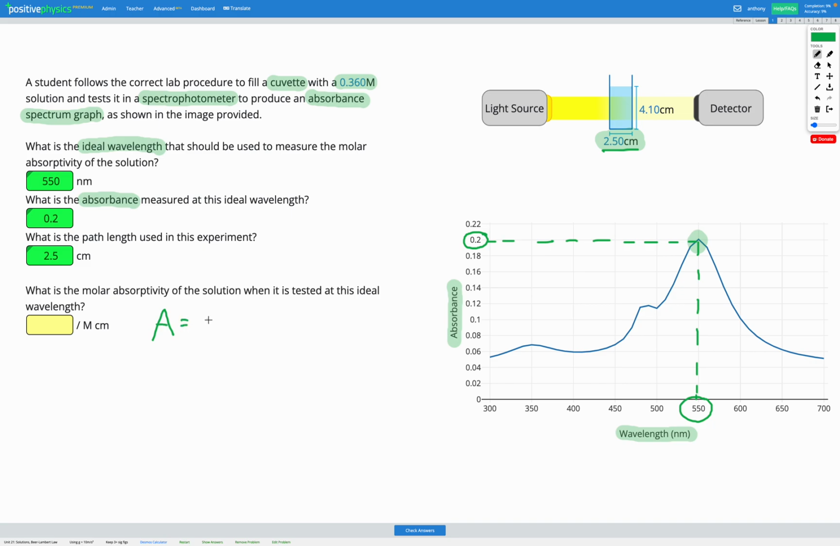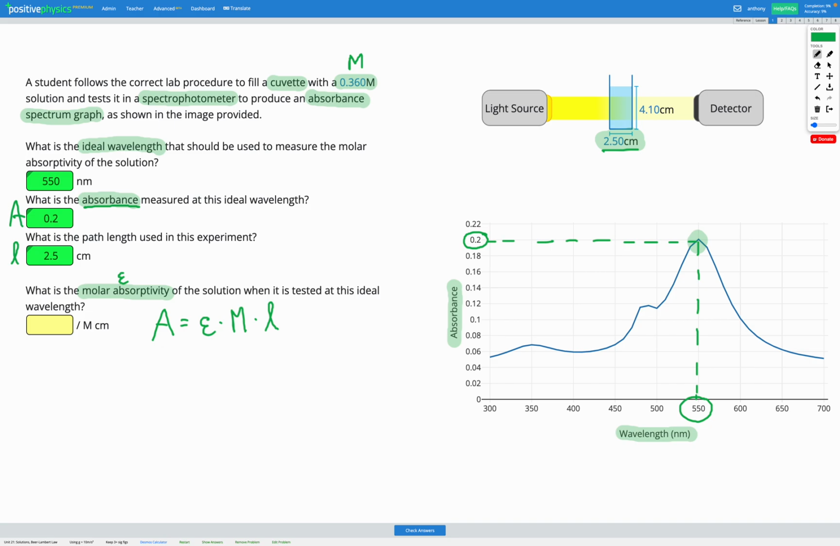Let's go ahead and write that down. A = εML. The A here is the absorbance. That's what we calculated up here, and we got 0.2. The epsilon, ε, is our molar absorptivity. That's what we're trying to find in this last question. The M is the molarity, or concentration of our solution, which is given in the question as 0.360 M. And the L is the path length, which is what we found here from our diagram.